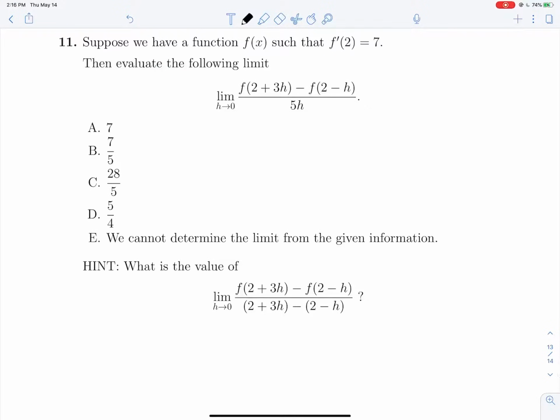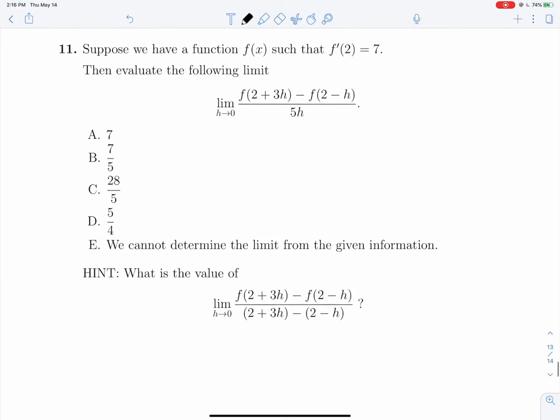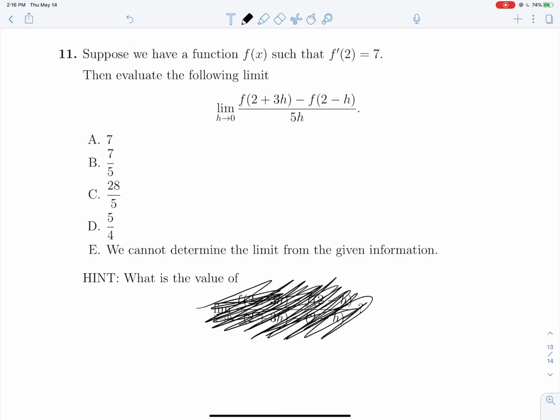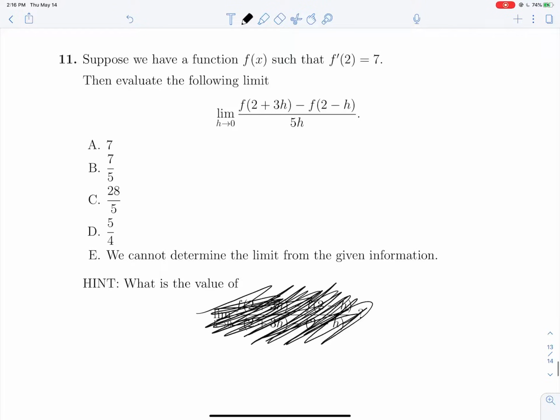Question 11. Suppose we have a function f of x such that f prime at 2 is equal to 7. Evaluate this limit. It's been a long time since I did Calc 1, and I have absolutely no idea what they're really talking about down here. And the nice thing about this question is that you don't have to care either, because what we can do is find a function that works for this. What is a function that has a slope of 7 at x is equal to 2? Well, why not just y is equal to 7x? That has a slope of 7 no matter what x value you plug in there.